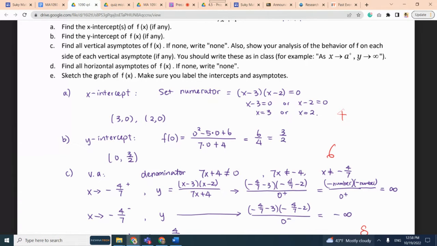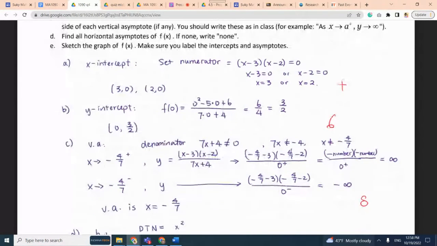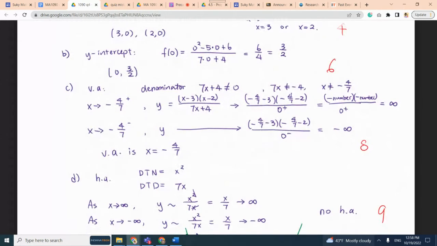So you not only need to find the vertical asymptote, but you also need to check when x goes to that number from the left and from the right, what happened to your y? Because our final goal is to sketch the graph. So you would need to know this information, then you can decide whether I should put the dots at the top or the bottom. Right, everybody? Okay, so that's why this set, we have 8 points.